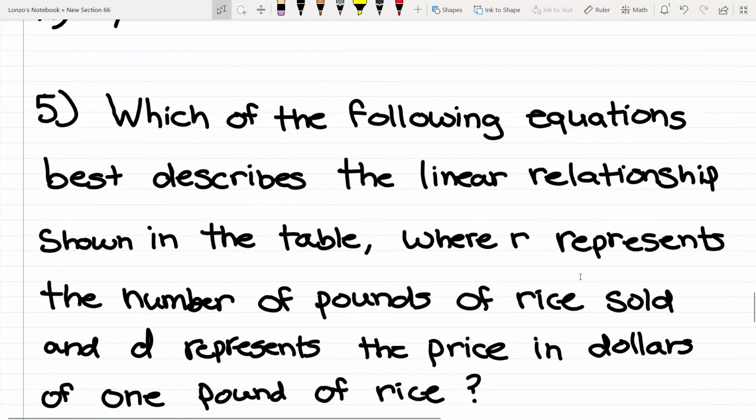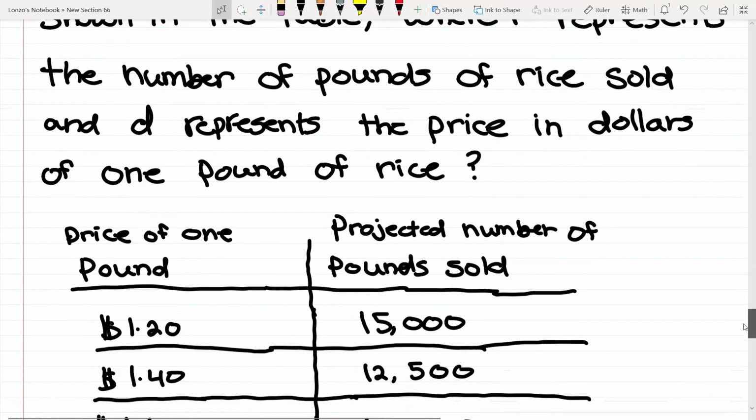Okay, question 5 is a word problem. Which of the following equations best describes the linear relationship shown in the table, where R represents the number of pounds of rice sold and D represents the price in dollars of 1 pound of rice? So they give us a table.